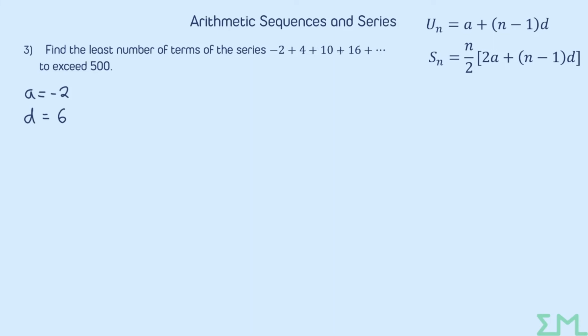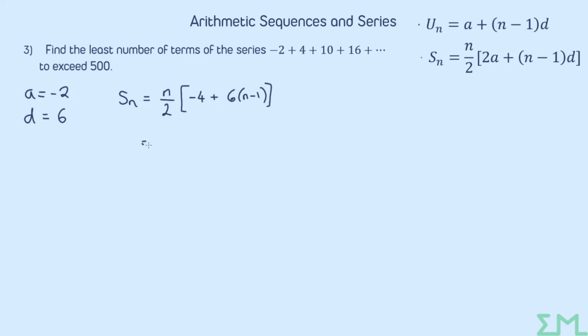Now, because we have pluses in between them, we know it is Sn. So one of the mistakes I see is misunderstanding the question and using the wrong one of these two formulae. If this was just find the smallest term in the series to exceed 500, then we would use un because we'd be looking for a particular term. But this one is a series, so we know we are using Sn. So let's write down the formula with the numbers that we have. So Sn equals n over 2. 2a here would be -4 plus 6 lots of n minus 1. So let's just put in d is 6 to the formula.